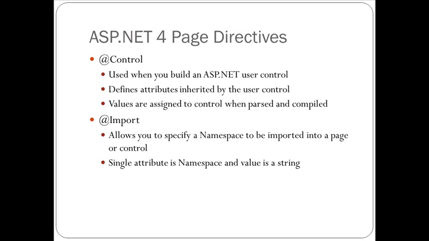The @control directive is similar to the @page directive as well, except that you use it when you build an ASP.NET user control, such as the form control that we built in CPDM 151. The @control directive allows you to define the properties to be inherited by the user controls. These values are assigned to the user control as the page is parsed and compiled. The available attributes are fewer than those of the @page directive, but they allow for the modifications you need when building user controls. You'll find those on page 66.